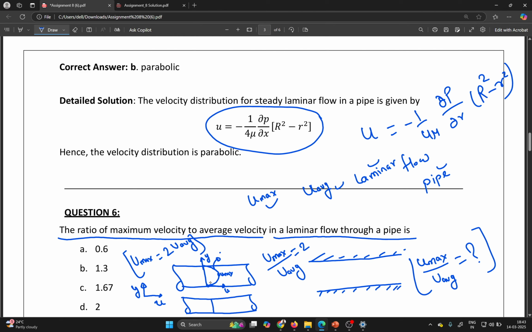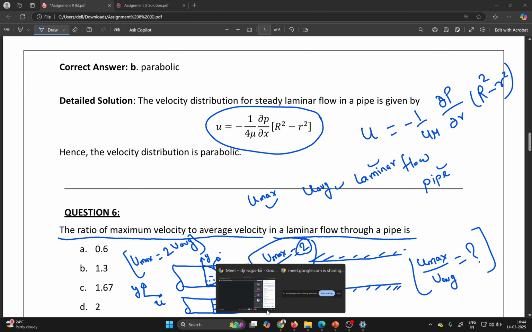So as you can see, the velocity here is different, the velocity is changing, but average means what? Everywhere the velocity will be the same. This is the meaning of average. So the ratio when you calculate, it will come 2. So let me see the answer here, if anyone.